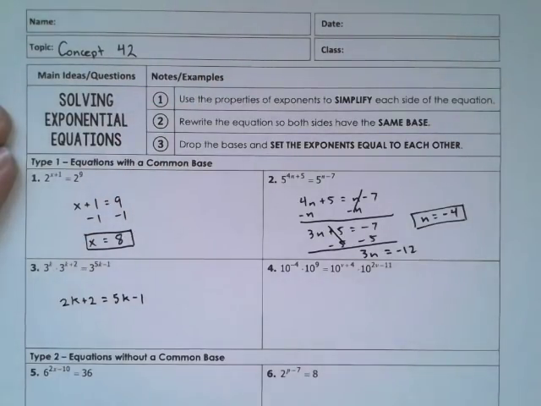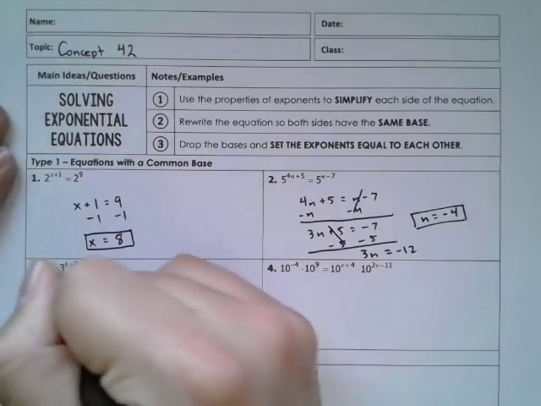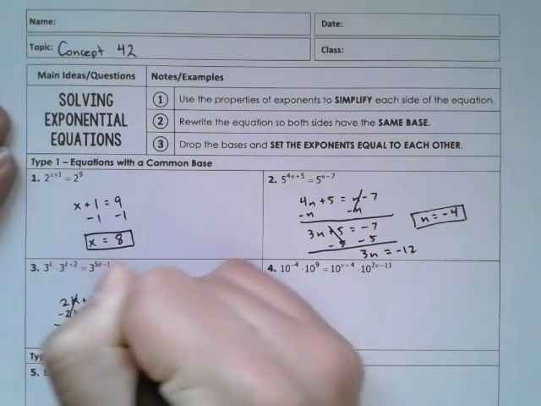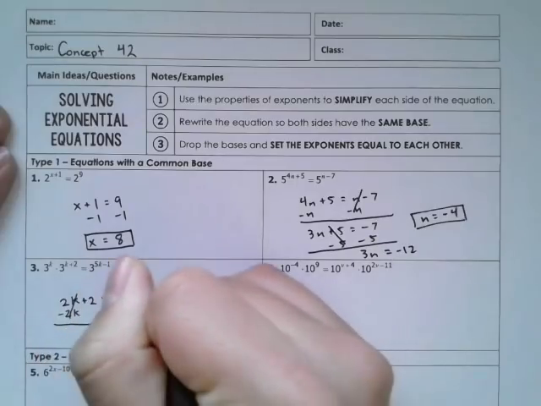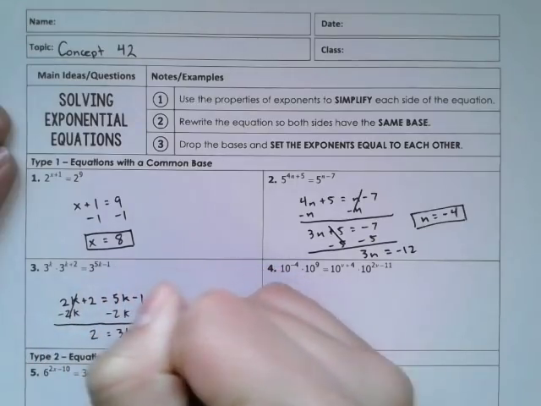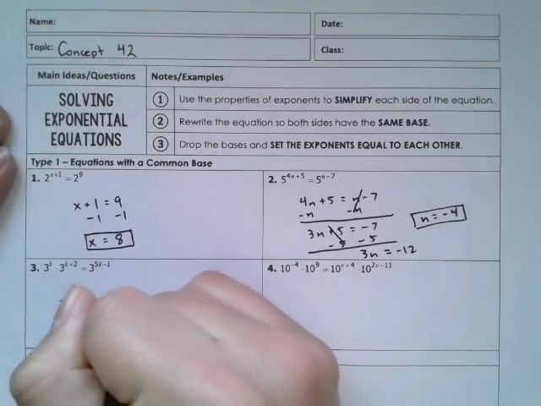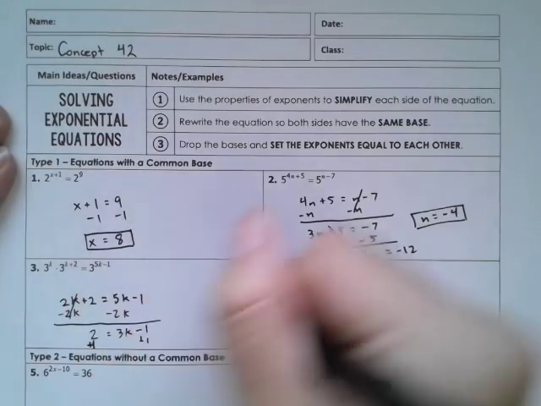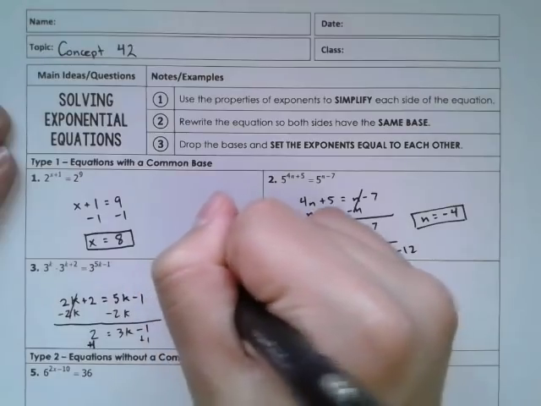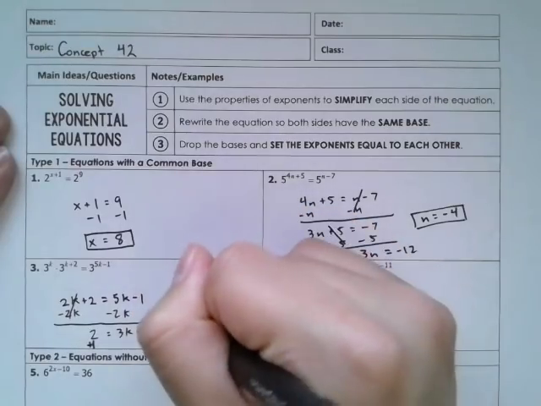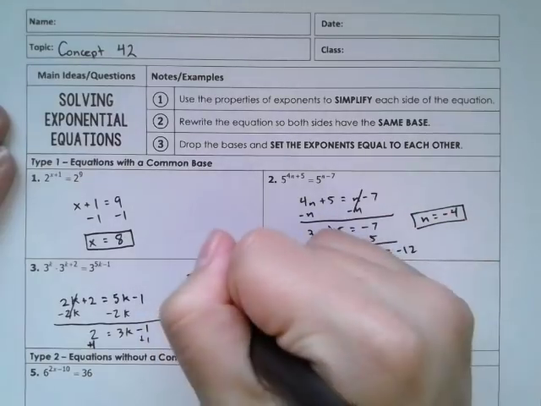I solve for k, get my k's on one side here. I get 2 is equal to 3k minus 1. I'm going to add 1 to both sides. Oops, plus 1. And I get that 3k is equal to 3. Divide both sides by 3. And I get k is equal to 1.